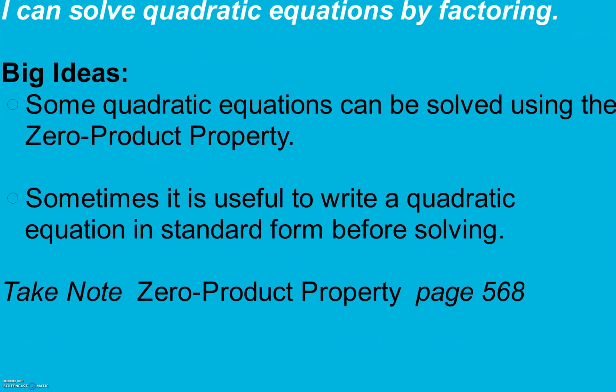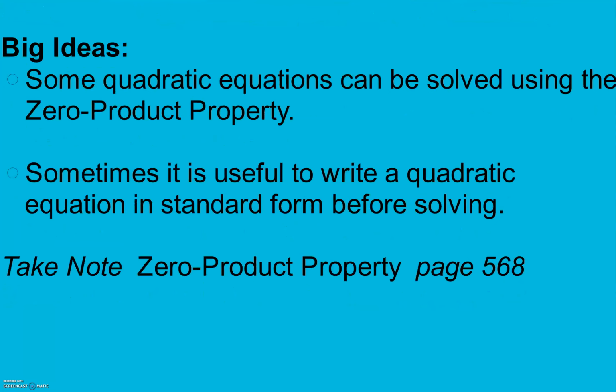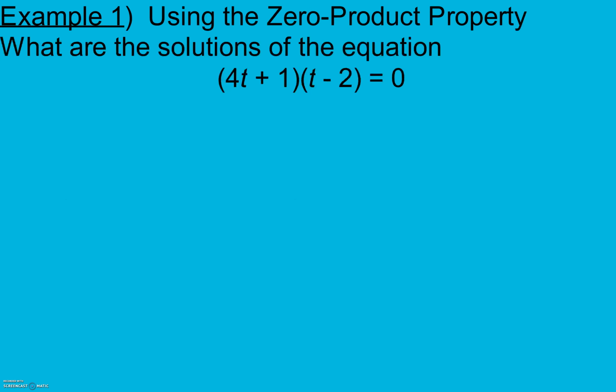If we look at the take note, please, on page 568, here is our zero product property. What this says is that the only way we can multiply to zero is if one of our factors is zero. So we can take our factors, set them equal to 0, and solve. Whatever values we get for x would be the only values that would make that statement true, because again, the only way we can multiply to 0 is if one of our factors, or the other, or sometimes both, are 0.